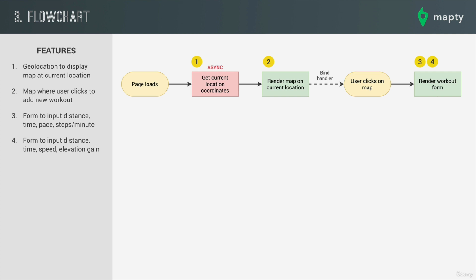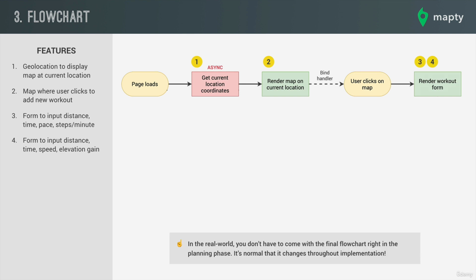So here in this flowchart, as you see, the yellow parts are the actions and the green parts are when we render something on the user interface. And in red, I have marked operations that happen asynchronously. And what that means, we will see in the next video.